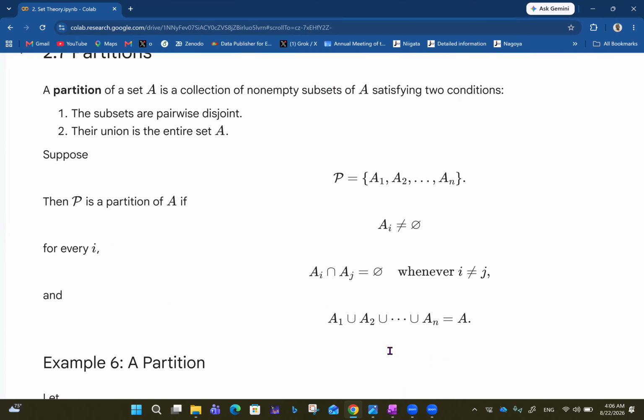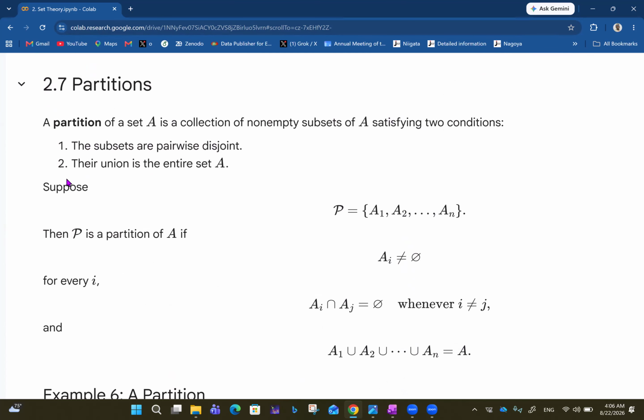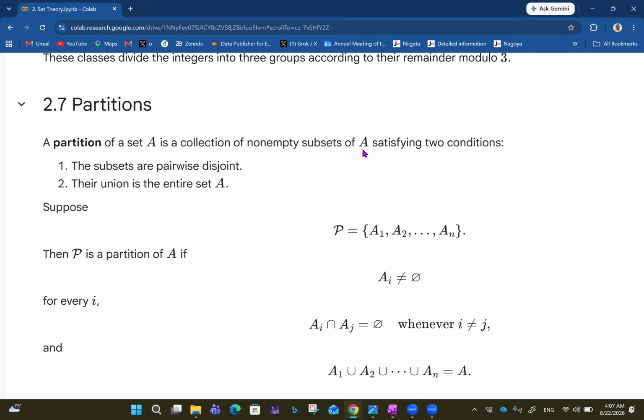Then we go on to talk about the idea of partitions. A partition of a set A is a collection of non-empty subsets of A satisfying two conditions. First, the subsets are pairwise disjoint, and then their union is the entire set A. So suppose we have a set P, A1, A2 up to An. Then P is a partition of A if each Ai is not empty, and for every i and j where i is not equal to j, the intersection of Ai and Aj is empty. And then if you take their union, you get your A back. So that's the idea of partition.